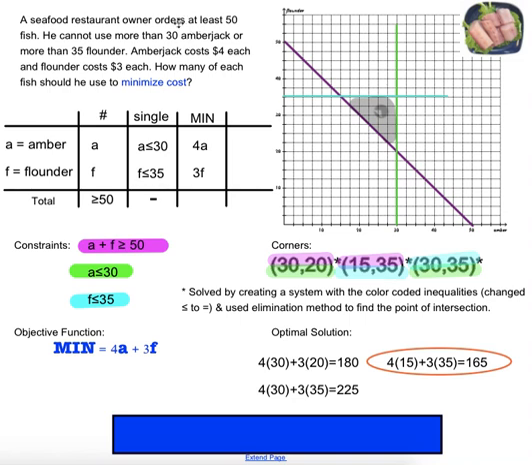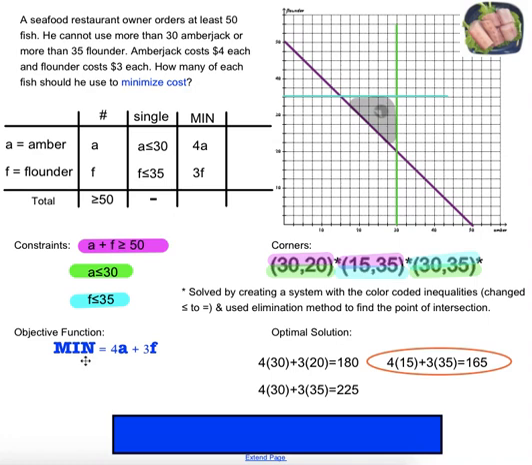Now the only other constraint I have is the total. It says he has to have at least 50 fish, so my total has to be greater than or equal to 50. What has to be greater than or equal to 50? The amount of amberjack combined with the amount of flounder. So that is where I get my three constraints from. Amberjack plus flounder has to be greater than or equal to 50. I have to have less than or equal to 30 amberjack. I have to have less than or equal to 35 flounder.